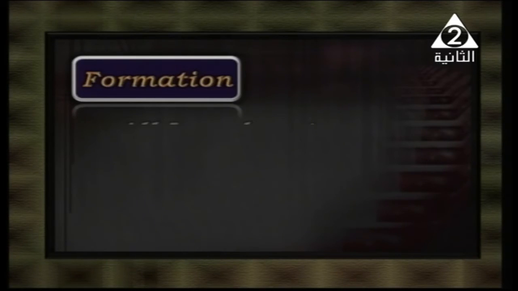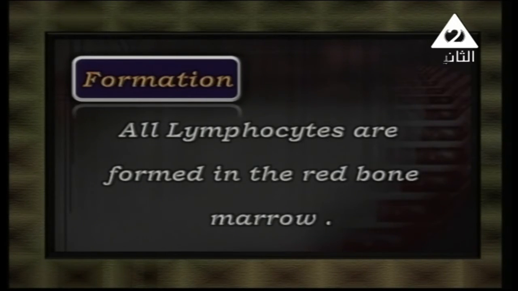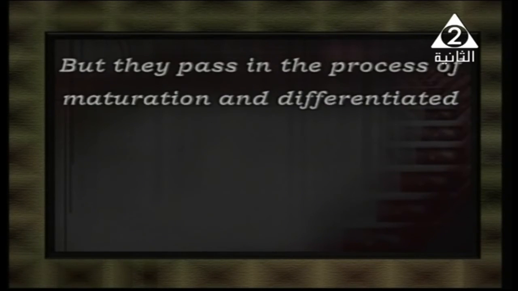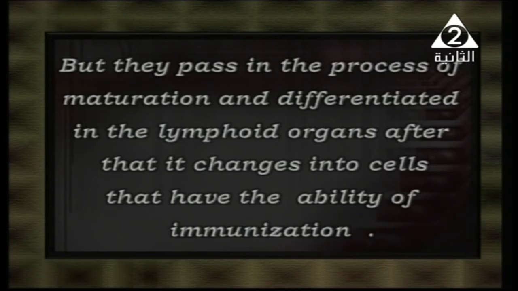How are they formed? All lymphocytes are formed in the red bone marrow, inside the what? Inside the bones themselves. At the beginning, they don't have any immune ability. At the start of their formation, they don't have any kind of immunity, but they pass through a process of maturation. I mean, they grow more and more and differentiate in the lymphoid organs, and after that they change into cells that have the ability of immunization.